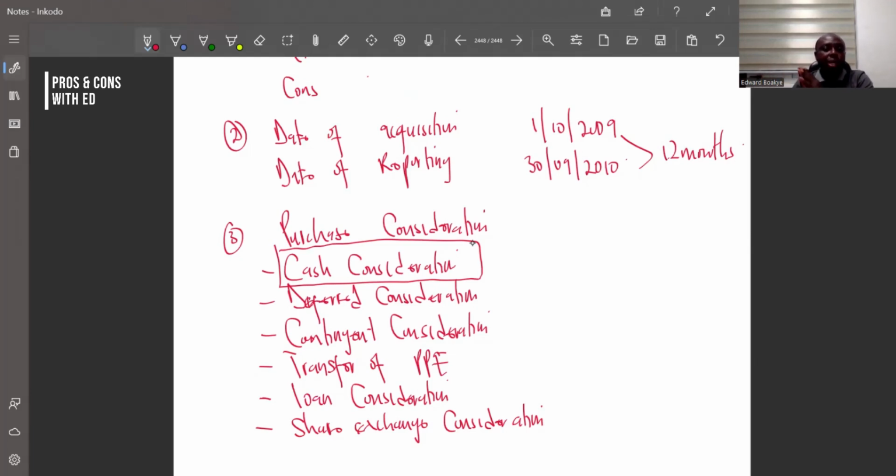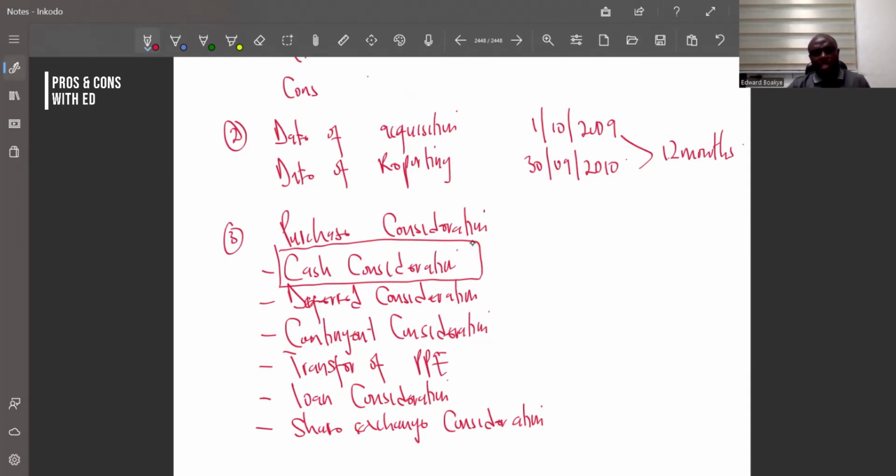I decided not to talk about deferred, not to talk about contingent, not to give you my assets, not to say you should give it to me on loan, but rather share exchange. So I have some shares in my company. Let me give you some, right? So that it will be termed as my consideration that I'm giving to you.